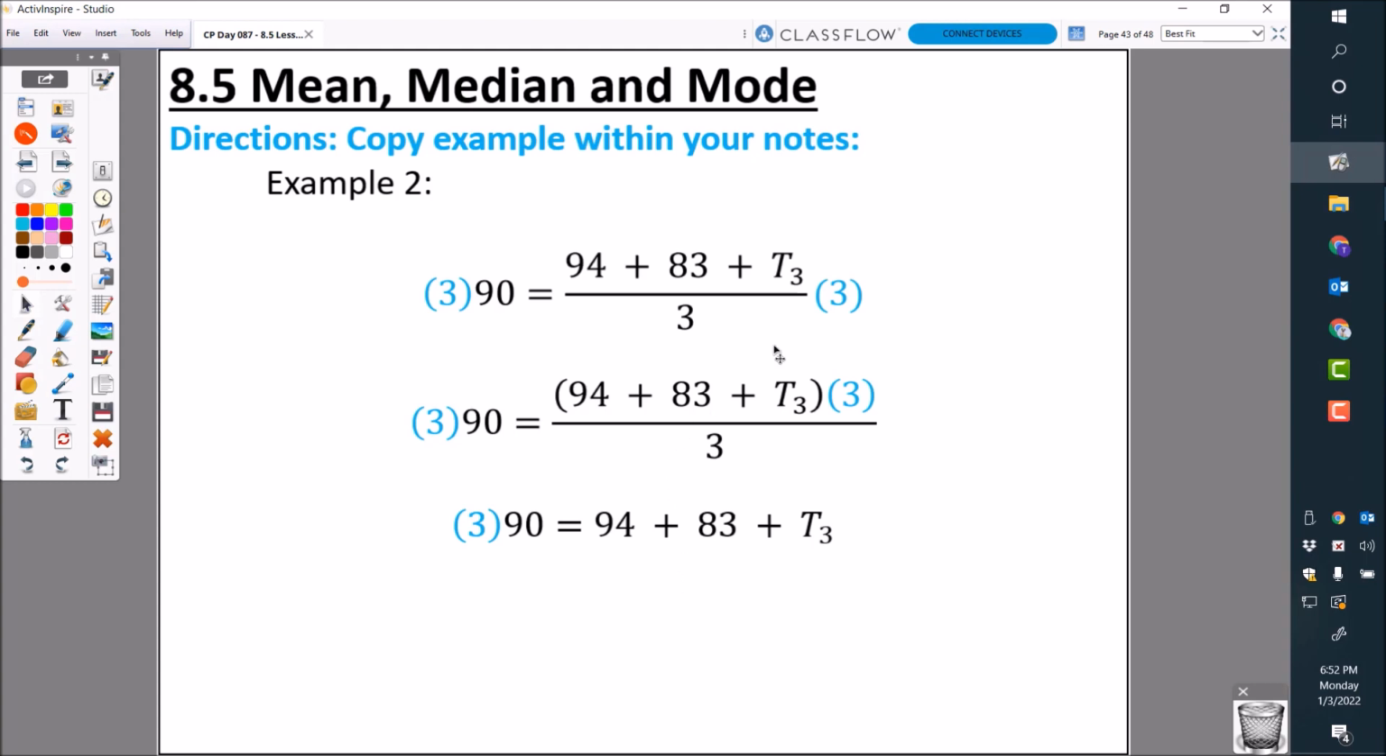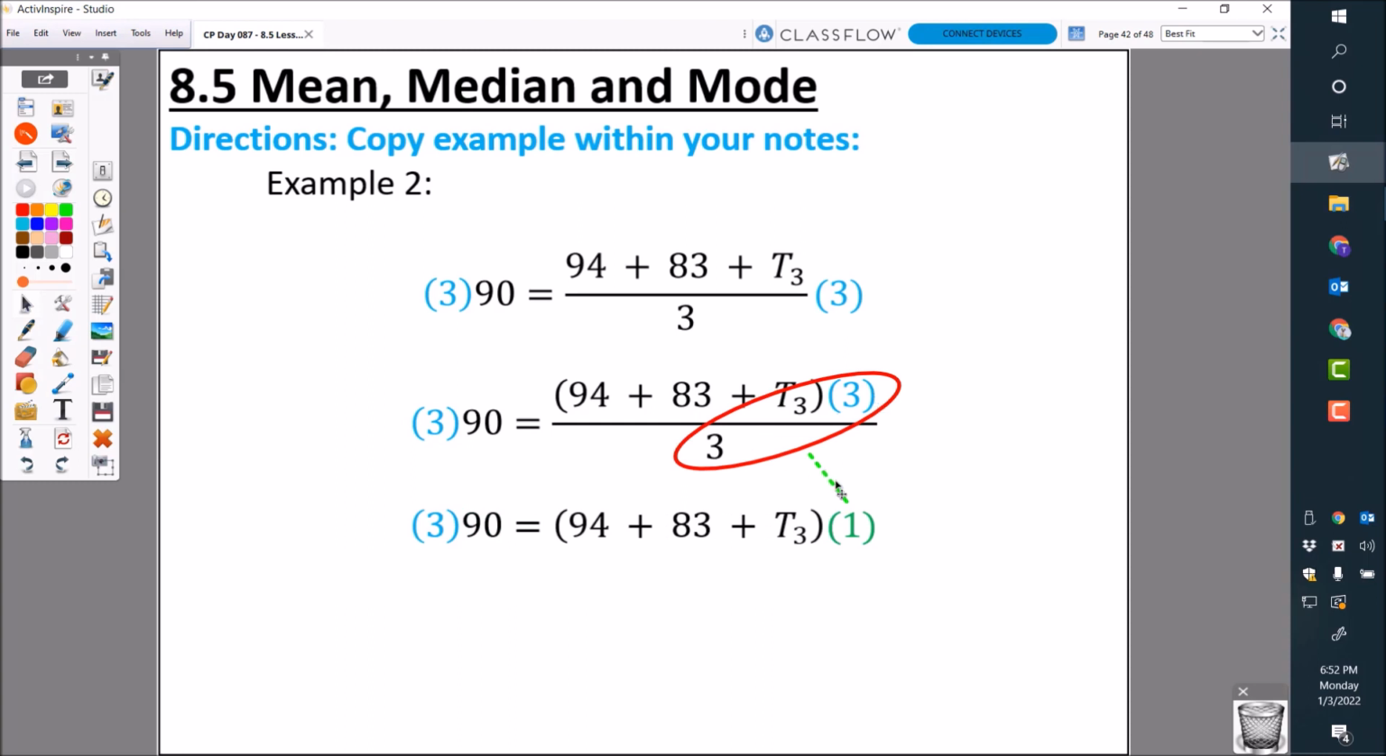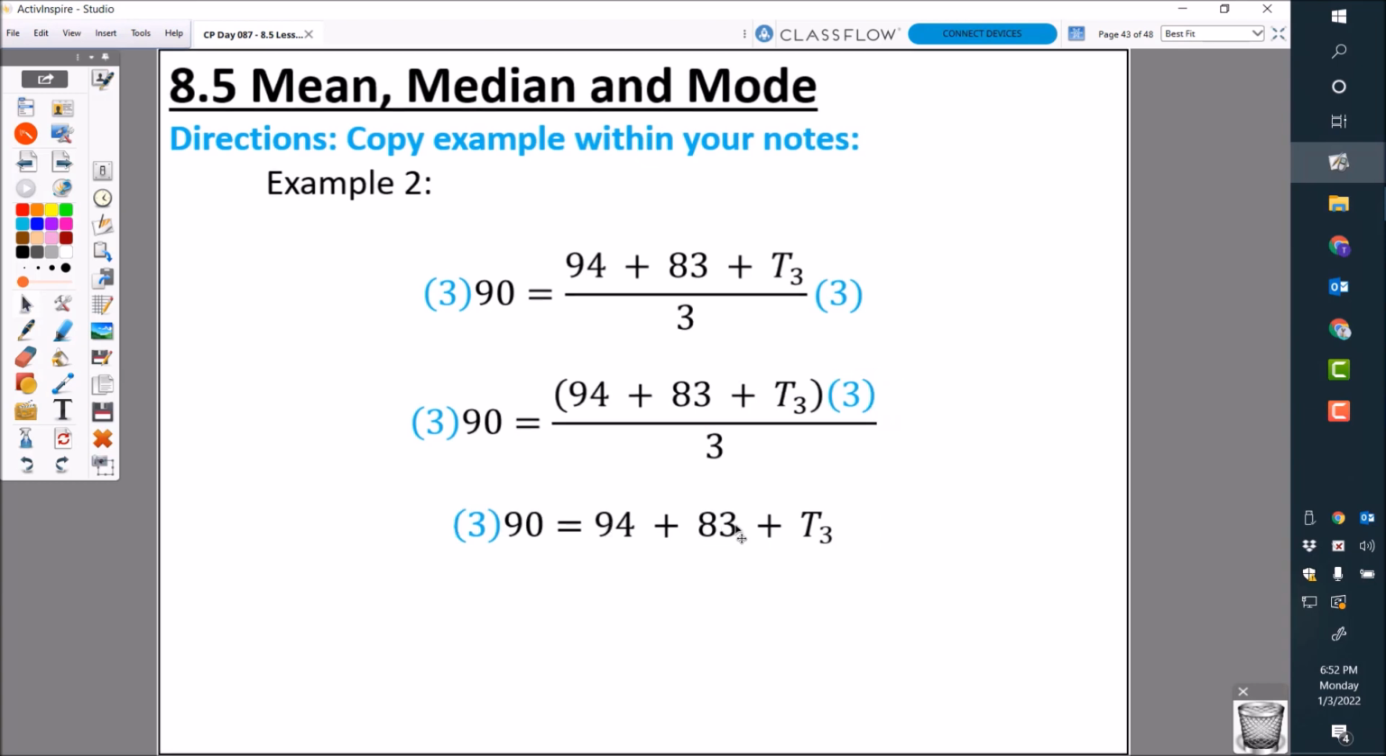So that's all that happened: when you multiply both sides by the denominator of the fraction, as you can see here in the example, 3 divided by 3 becomes 1. 1 multiplied to whatever you have in the numerator, that's what you're going to have. So 94 plus 83 plus t sub 3. So again, I did not say that the 3s cancel out. It's just simply divide, simplify into 1. And then if it's multiplied by 1, then you're just left with your numerator.